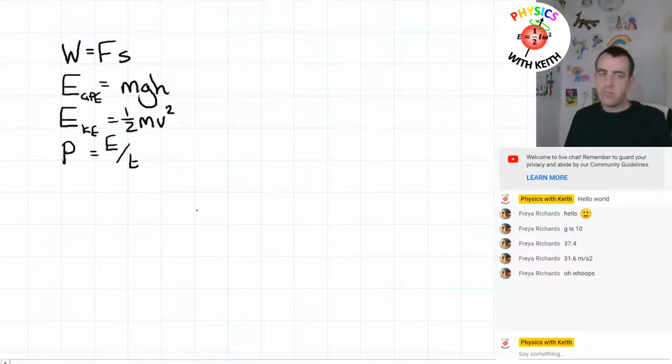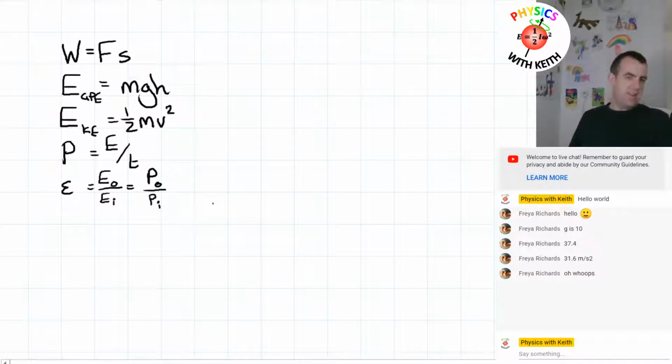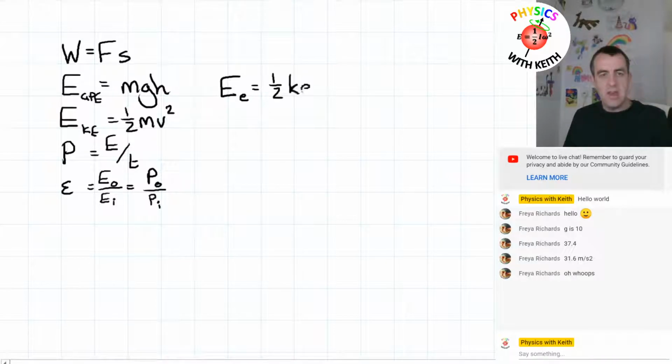We also met efficiency, which was the useful energy output divided by the total energy input, or you can write it in terms of power: the useful power output divided by the total power input, and that doesn't have a unit. And I think that's it. I think those are the 5 equations we've met so far. So I'm going to add another 2 equations onto this. The elastic potential energy is half k e squared, and we haven't actually covered what k means yet. That's the spring constant.